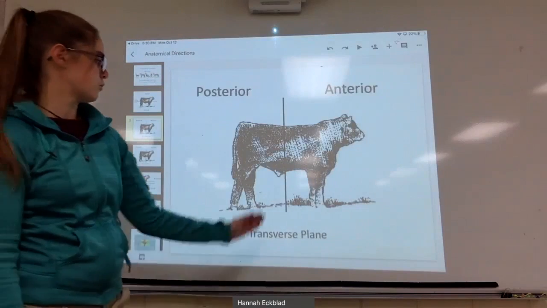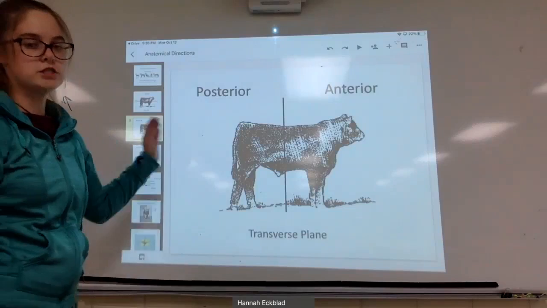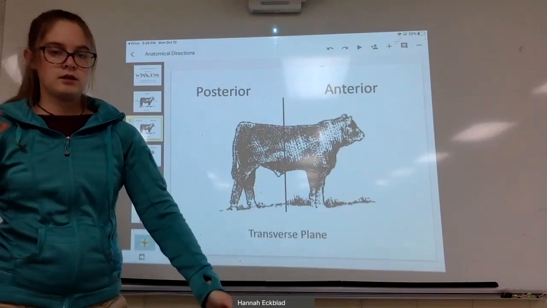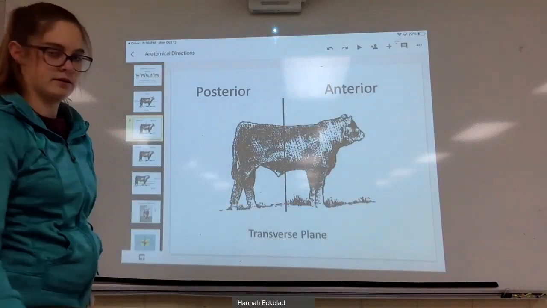Next, we've got the transverse plane. Cuts like this. Posterior is the tail end. Anterior is the head end.